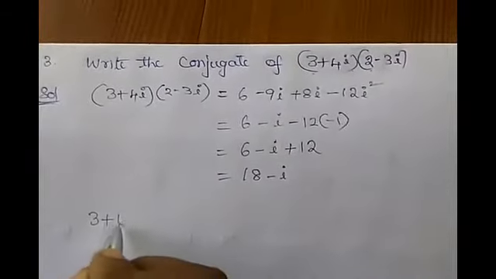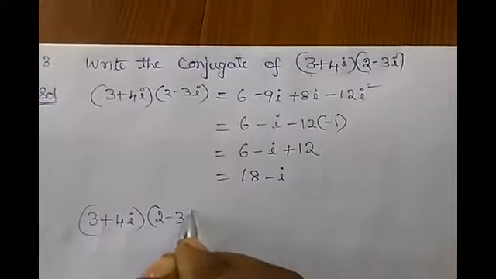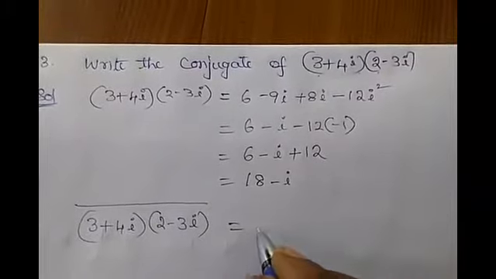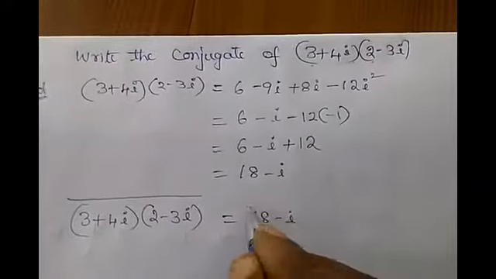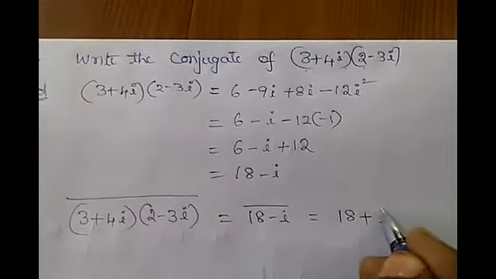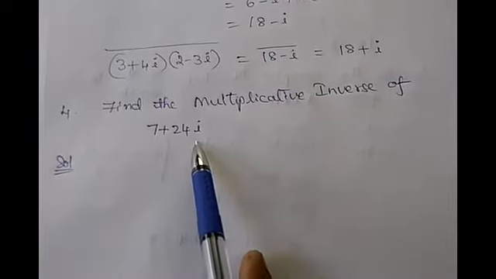Conjugate of 2 minus 3i is 2 plus 3i. Conjugate of 8 minus i gives 8 plus i. Okay. Now we find the multiplicative inverse of 7 plus 24i.